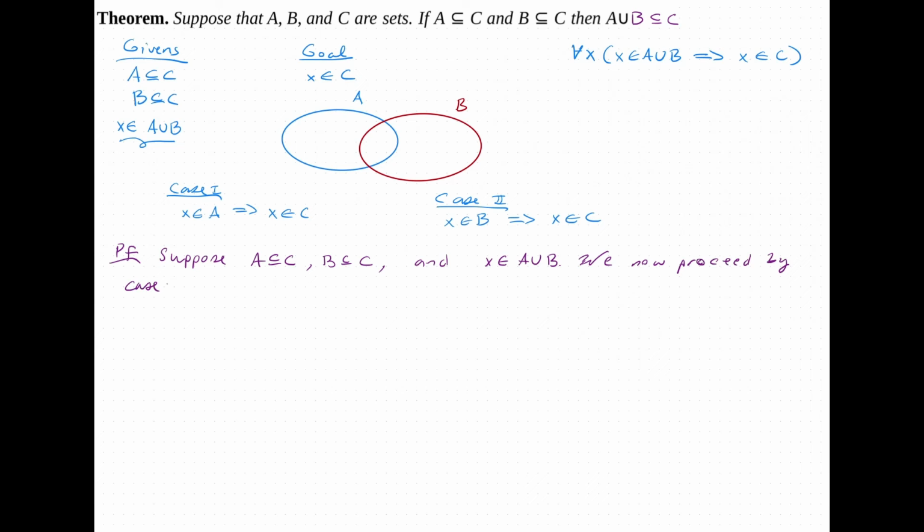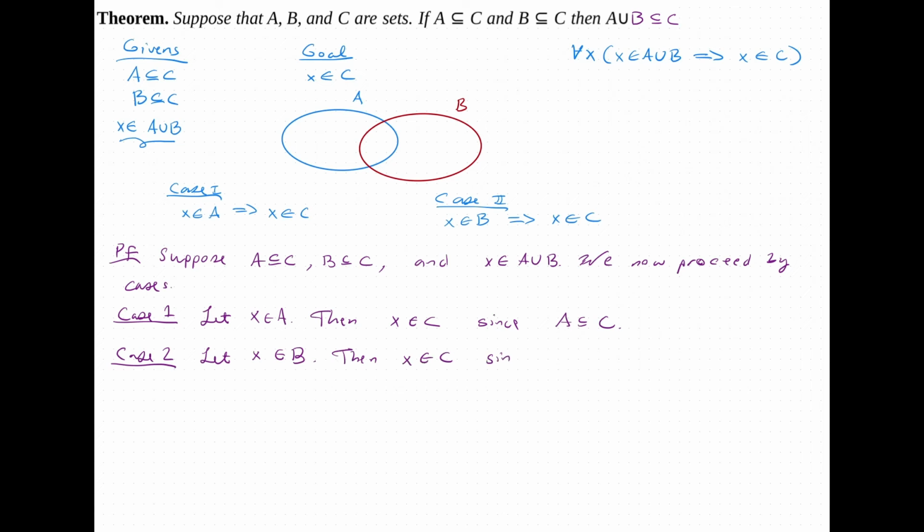And so case 1, now we go ahead and take x to be in A. Then x is in C, since A is a subset of C, and we're done. And then case 2, we go ahead, let x be in B, then x is in C, since B is a subset of C, and we are done in this case.